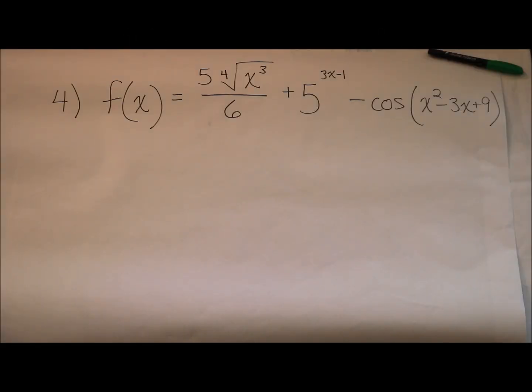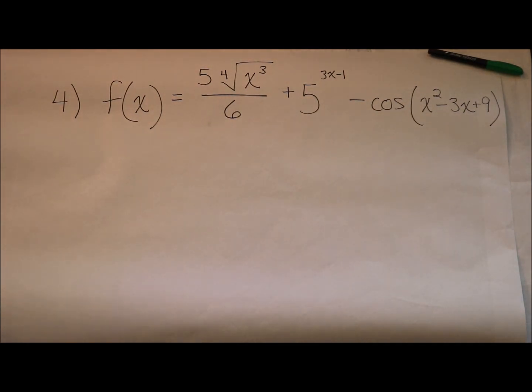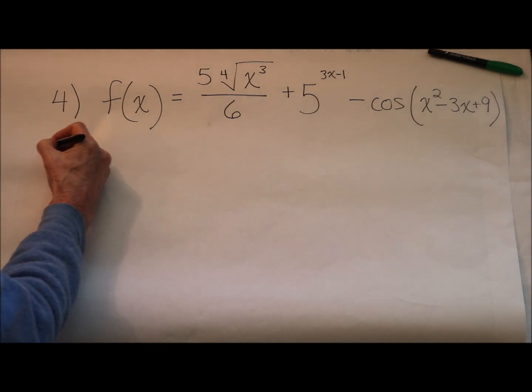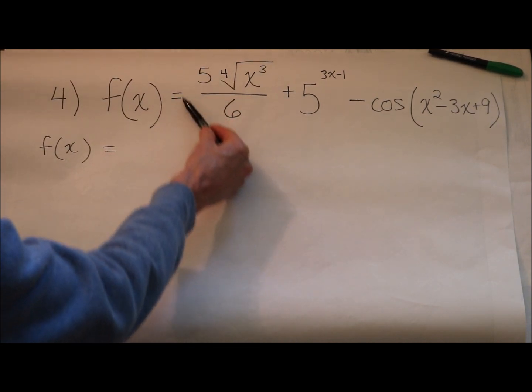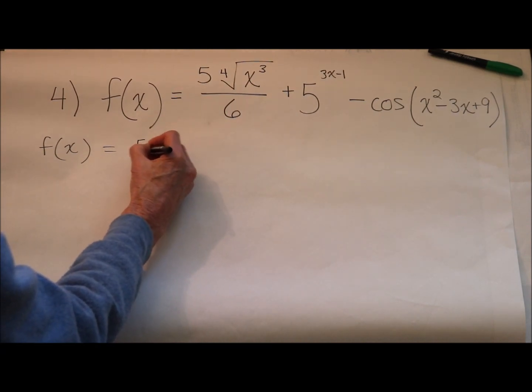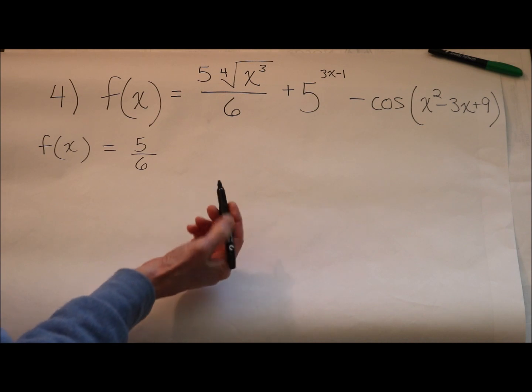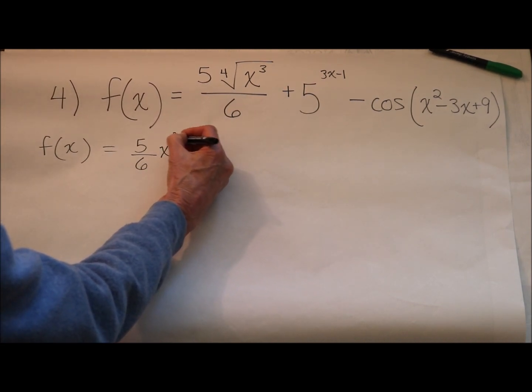Over 3 kind of tricky derivatives here using all of our various rules. Here's one where I have 3 separate terms. Whenever you are taking a derivative, you always want to first see if you can rewrite some of the terms to make things easier. I'm certainly going to rewrite this term in a times x to the b form. So that's going to be 5/6 times x to the 3/4.